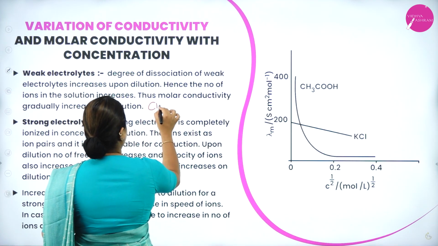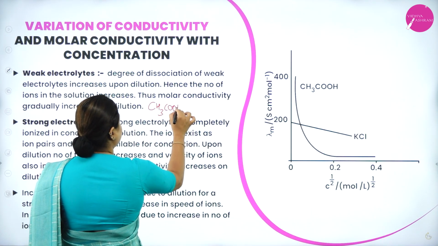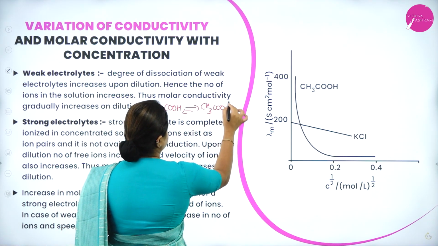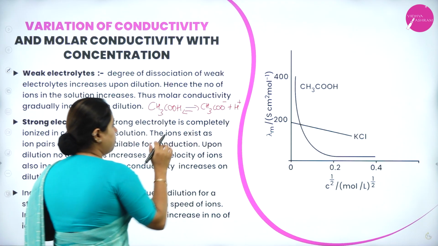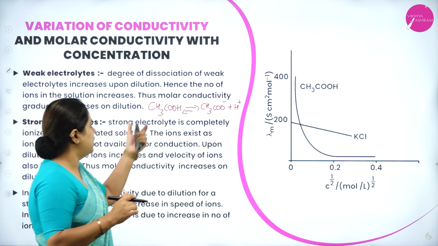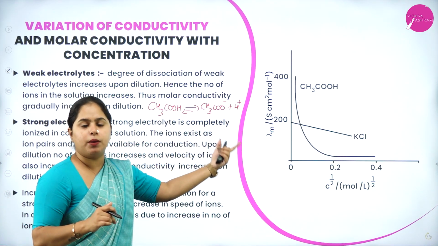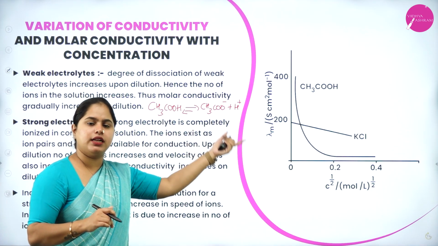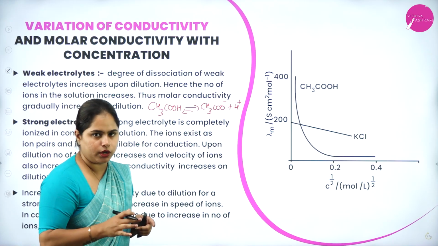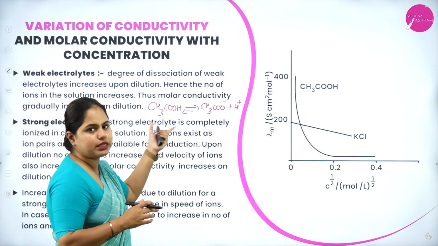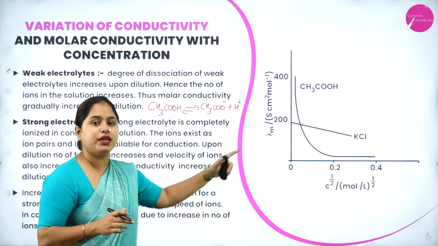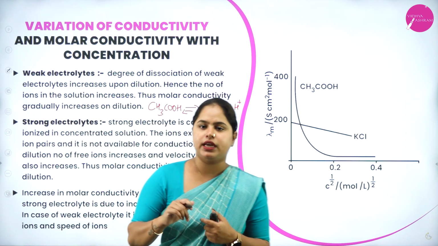For example, let's take acetic acid, which is a weak electrolyte. It does dissociate into CH3COO minus ions and H plus ions. But what you have to understand is all the acetic acid is not going to completely dissociate into CH3COO minus acetate ion and H plus ions in the presence of water. Few of it will remain as CH3COOH itself. Okay, so what is happening? There is not a complete dissociation taking place in the case of a weak electrolyte.